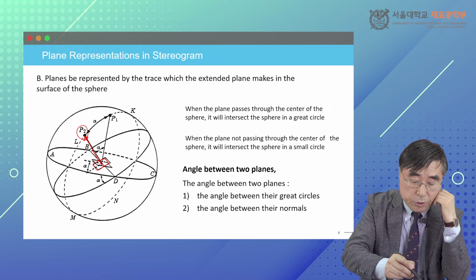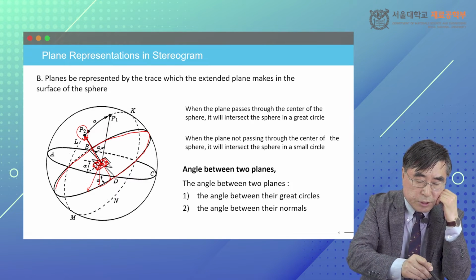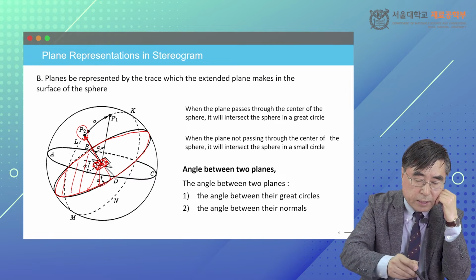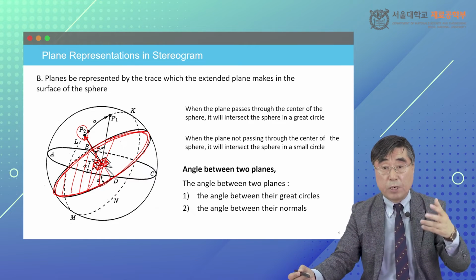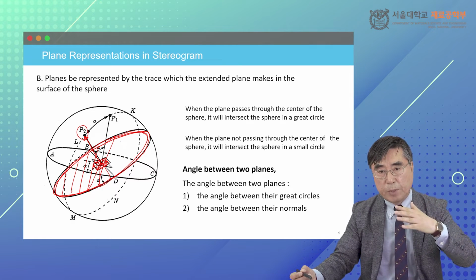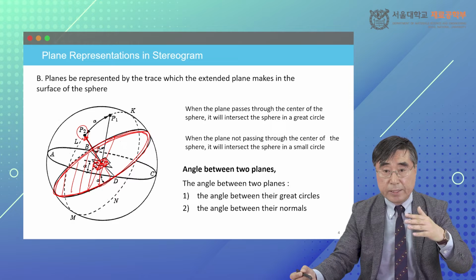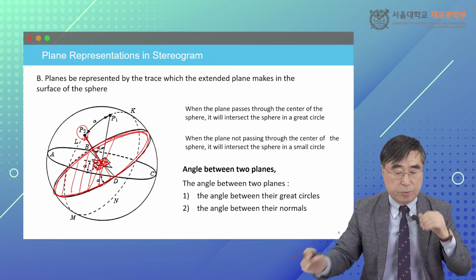Okay, and by the same token, if you draw any lines in that plane, there are many lines which lie in the plane. You draw the extension of these lines and find the group of points which touch the surface of the sphere, and then these points can also designate this particular plane. Okay, so a plane can be represented by the pole, which is perpendicular to that plane, and a plane also can be represented by the set of directions which lie in the plane.